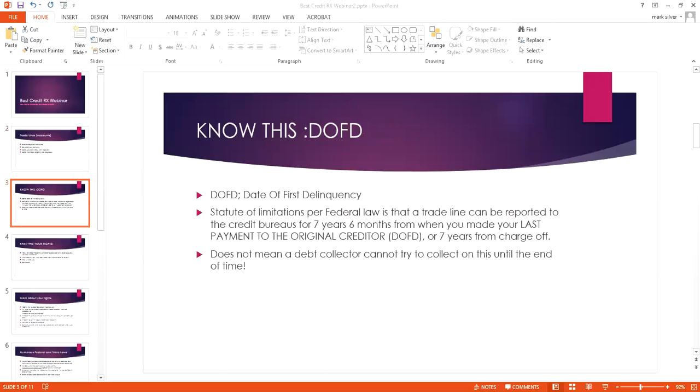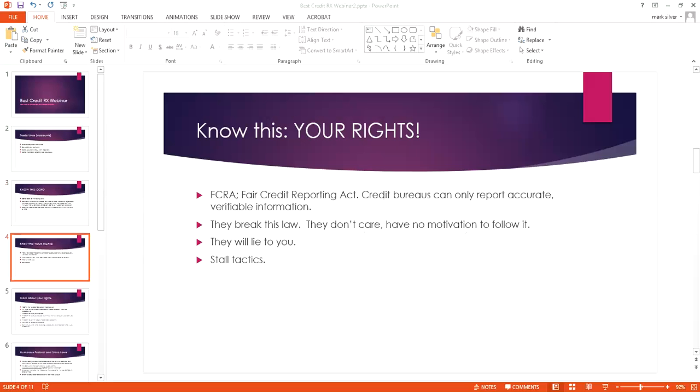Now, when it comes to a collection, just because it falls off your credit report does not mean that they can't try to collect on this until the end of time. They're welcome to, but there's really not much they can do but call and send letters. They can't report it to the credit bureaus. You'll also have a statute of limitations to be sued on. Every state has a different one, which is typically much shorter than 7 years, 3 years, 4 years. You can look that up, or you can call and ask me.